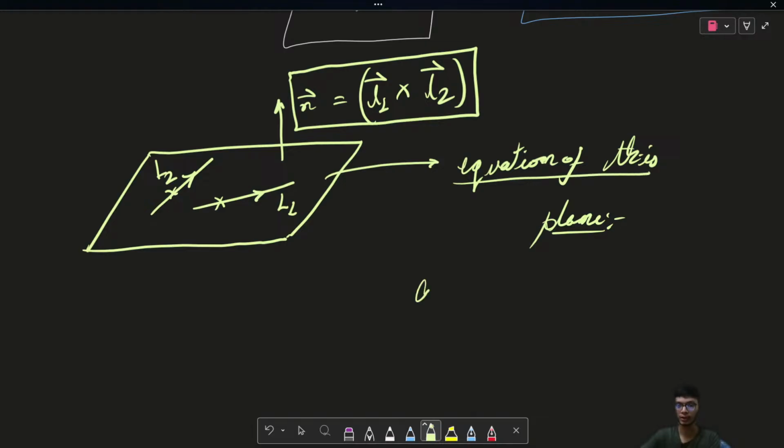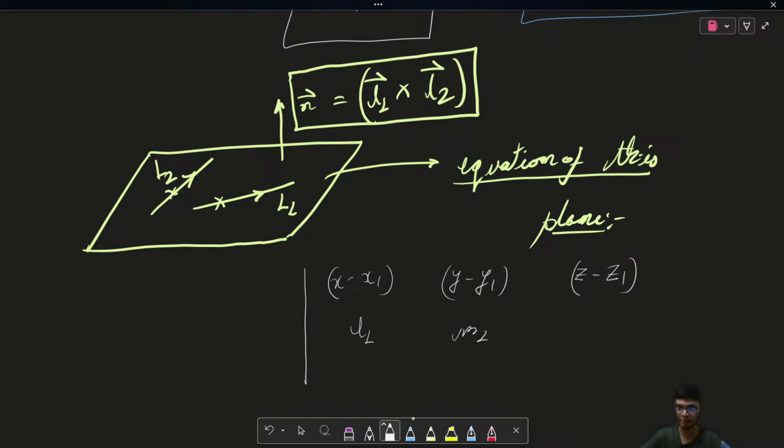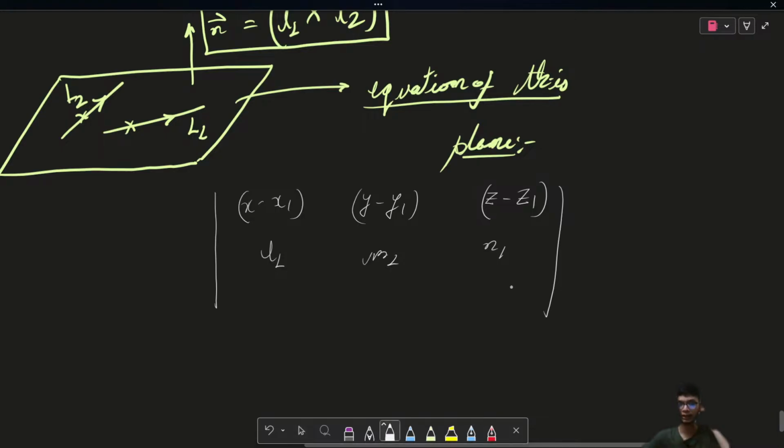So I can write this as ax plus by plus cz is equal to some d. That I can also write in terms of a determinant relation, saying that the first row is x minus x1, y minus y1 and z minus z1, and then we will have L1, M1, N1, where x1, y1, z1 is any fixed point on either of the lines L1 and L2, right? And the third row will be L2, M2 and N2. I hope this is clear to all of you.